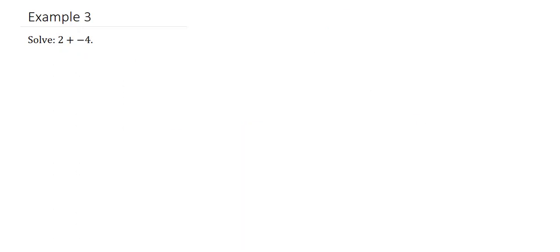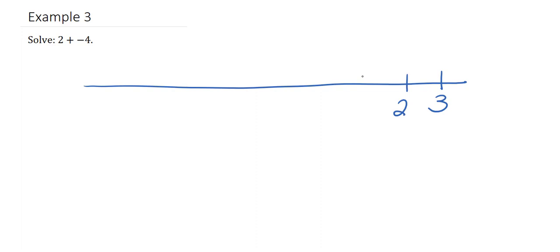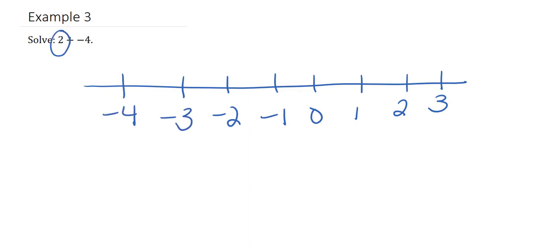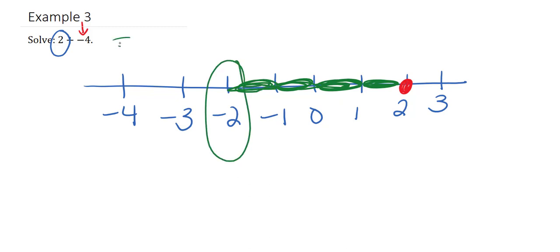So, example 3, solve for the following. We have 2 plus -4. So, we start at 2, and then we're going to go down 4, right? Because we have this is negative. So we go 1, 2, 3, 4. And where do we end up? We end up at -2. Now, let's go ahead and look at the next example.